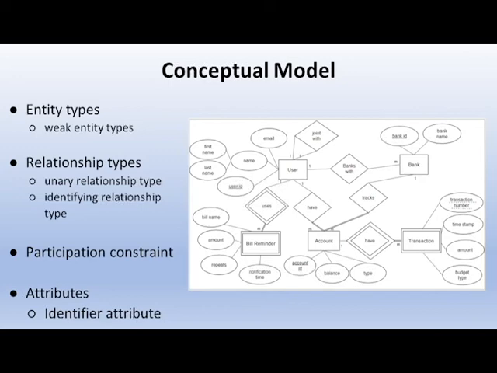Notice that bill reminder and transaction have double rectangles, meaning that these are weak entity types because they don't have an identifier attribute with them. All these entity types are connected by the relationship types with the user and account entity types in the center of the diagram. The different relationship types in this diagram are uses, have, joint with, tracks, have, and banks with.